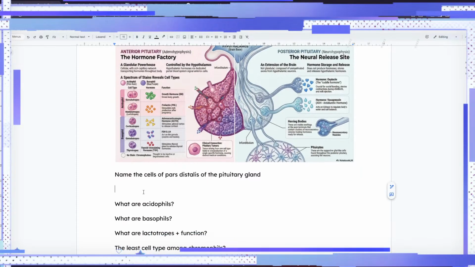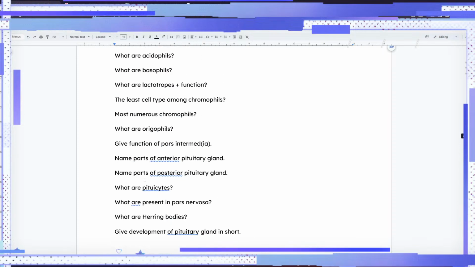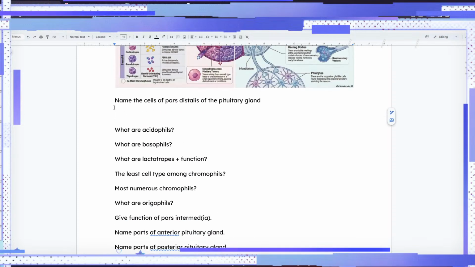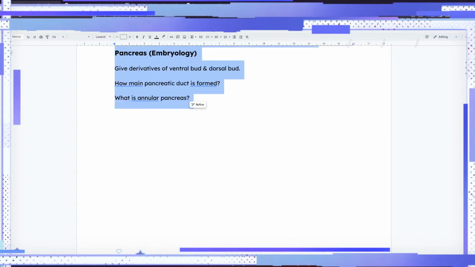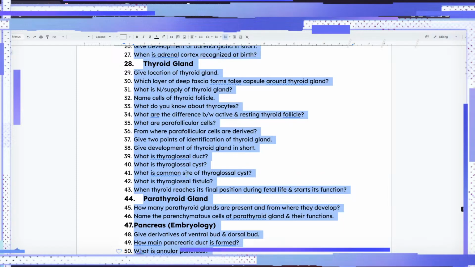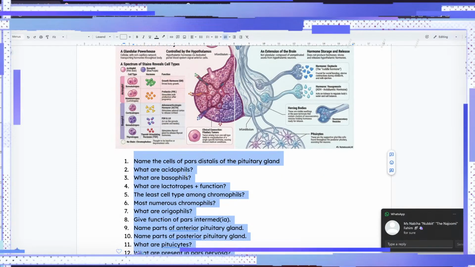First question. Name the cells of the pars distalis of the pituitary gland. That is of course a very, very simple question. You have basically three types of cells. I'm sure there's a way I can do numbering. Yeah, let's number them.